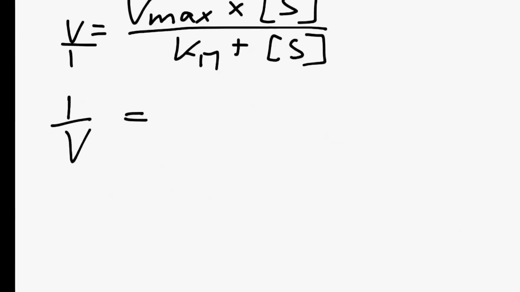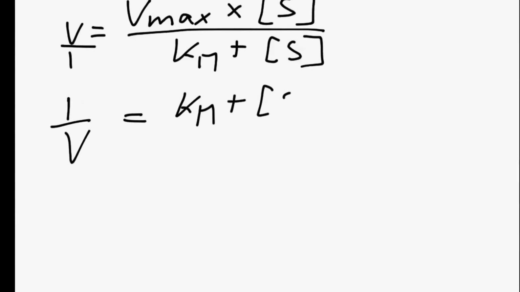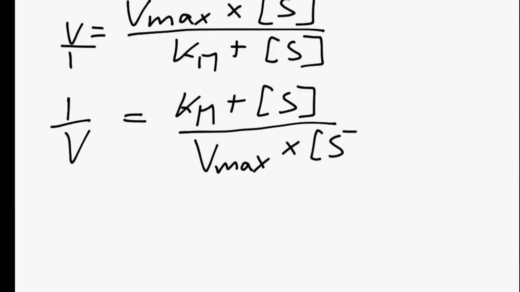And now I do something really, really dirty and filthy. I make this equation do a handstand. How do I do that? Well, handstand on the left side, please. 1 over V. Handstand on the right-hand side, please. Km plus S divided by Vmax times S. So I made this equation do a handstand.